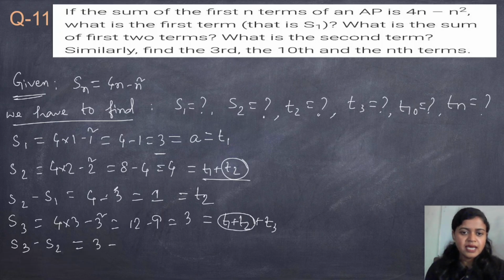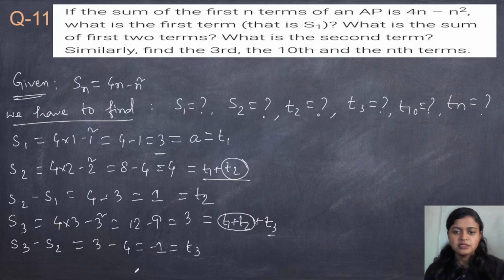S3 is 3 and S2 is 4. That means minus 1. And this is actually T3. Now we'll find T10.